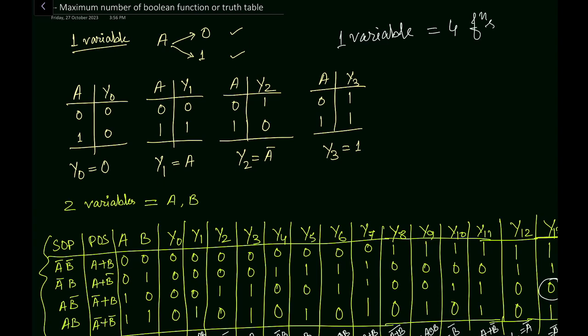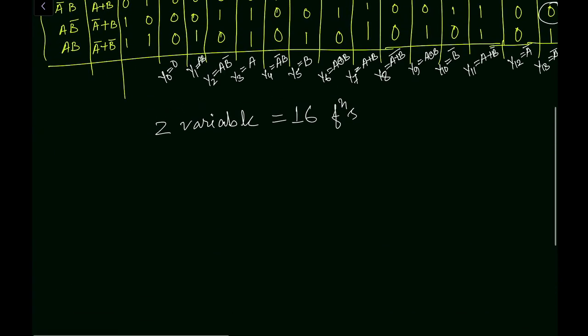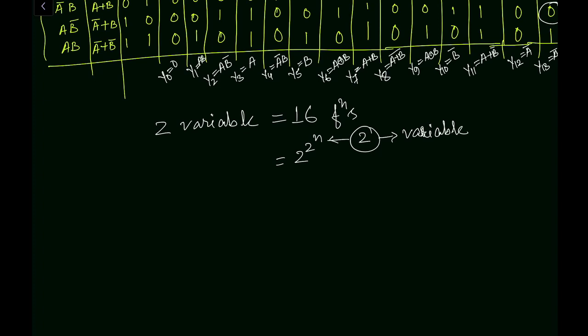Okay, so what can we write here? We can see one variable has two different combinations. So here we can write 2 to the power 2 to the power n. Here n is the number of variables. So similarly for two variables we can write 2 to the power 2 to the power n, where the n value is 2 because we have two variables. I hope you are clear with this point. So whenever you are asked to find the maximum number of Boolean functions or maximum number of truth tables, you have to use this formula.